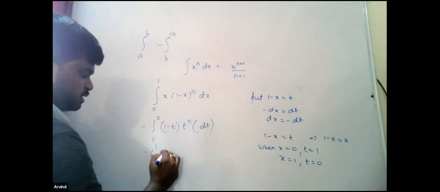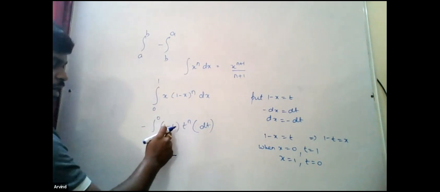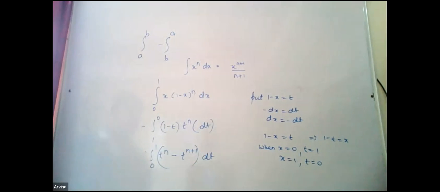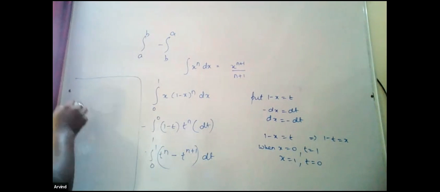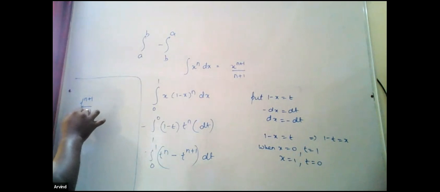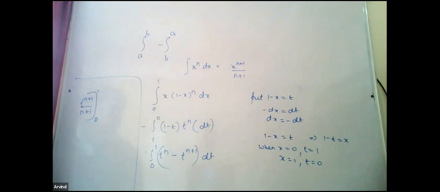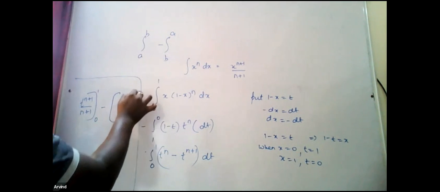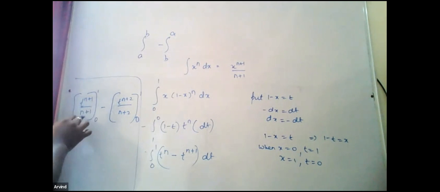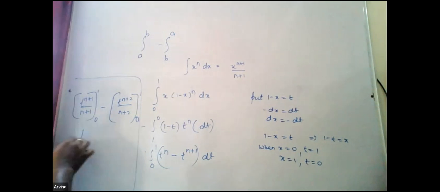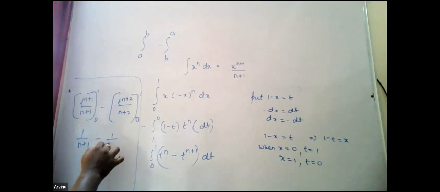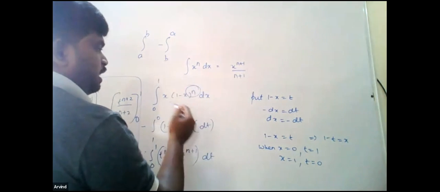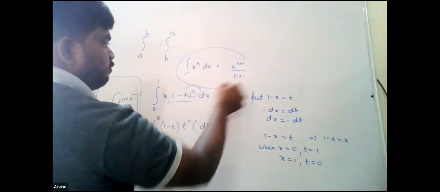Okay, let's multiply. t power n into 1 is t power n, minus t power n into t is t power n plus 1, dt. Now you can separately integrate it. So when you integrate, what do you get? t power n plus 1 by n plus 1, you have to apply the limits 0 to 1, minus t power n plus 2 divided by n plus 2, 0 to 1. Now, if you apply the upper limits and lower limits, you will get the answer as 1 by n plus 1 minus 1 by n plus 2. That's the answer. So this is the standard form, with the power n, algebraic functions standard form.